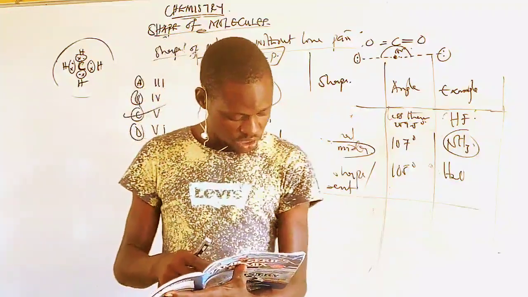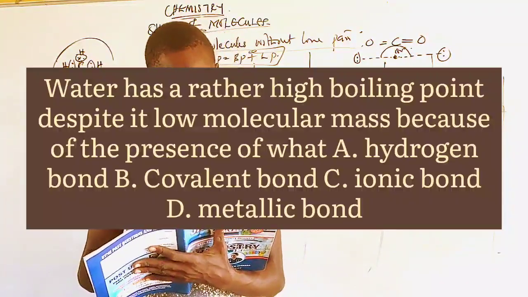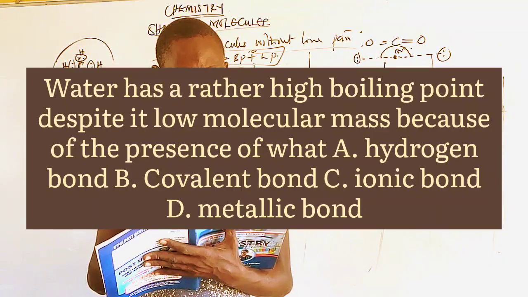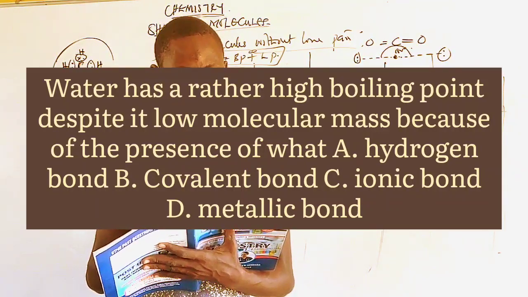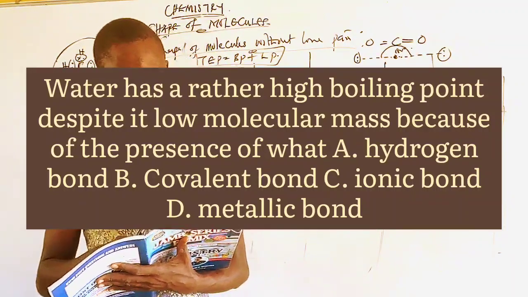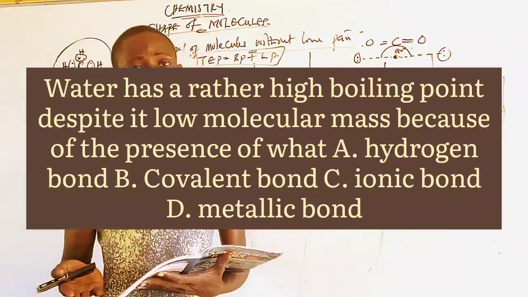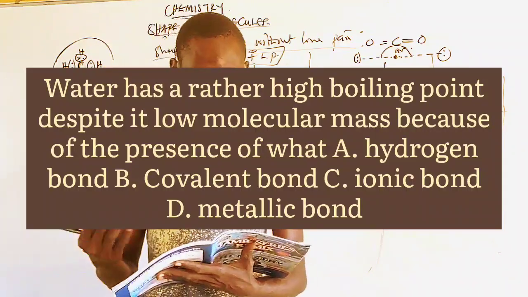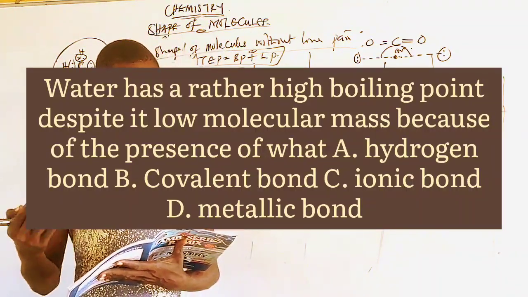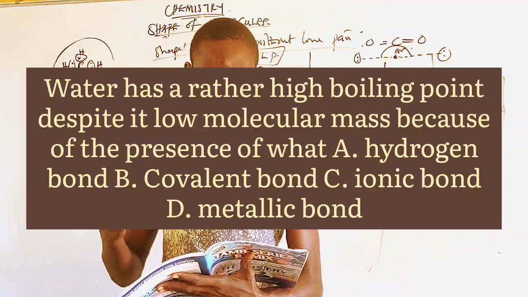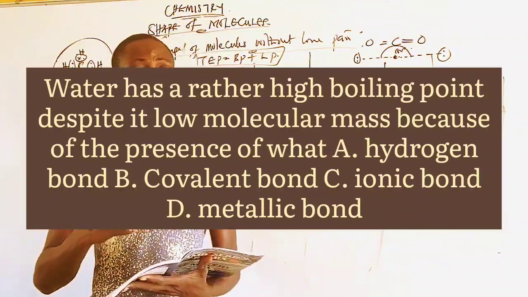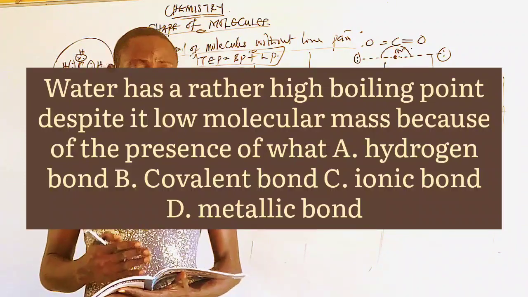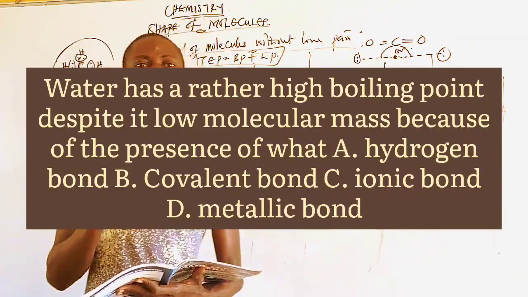I think I also have a question here. Let's see what this question is. It says water has a rather high boiling point despite its low molecular mass because of the presence of what? I've explained this. The reason why the boiling point of water is high is because of the hydrogen bonding found in water. So the answer should be what? Hydrogen bond. Option A, hydrogen bond, covalent bonding, ionic bond, metallic bond. All these others are interatomic bonding. So it is because of the hydrogen bond found in water that it has a high boiling point.